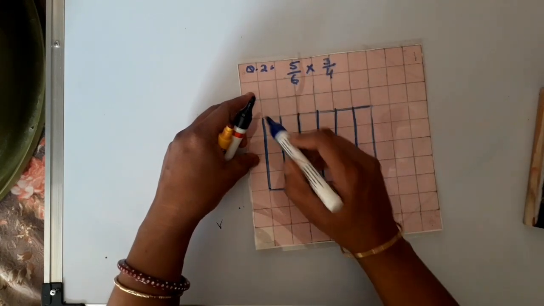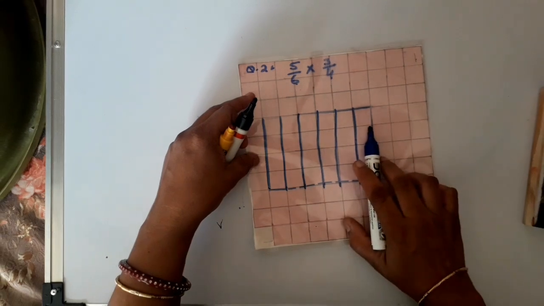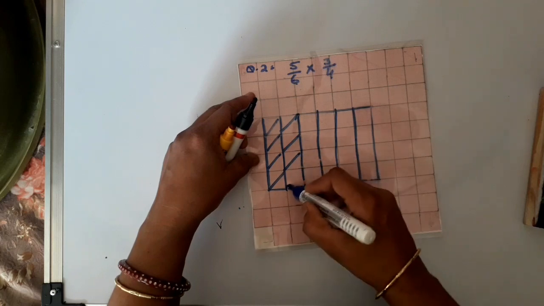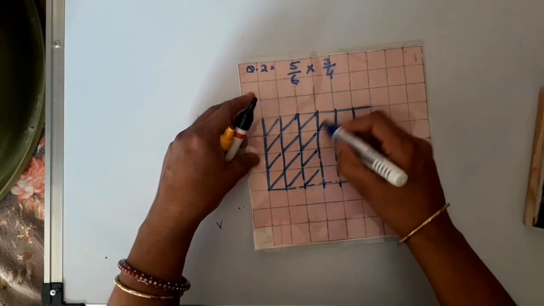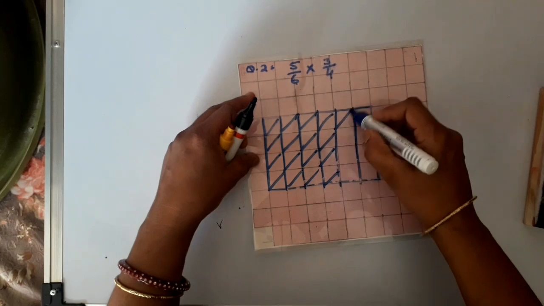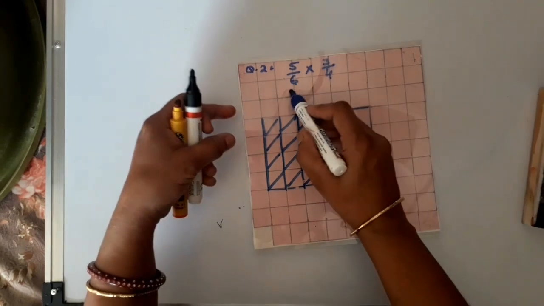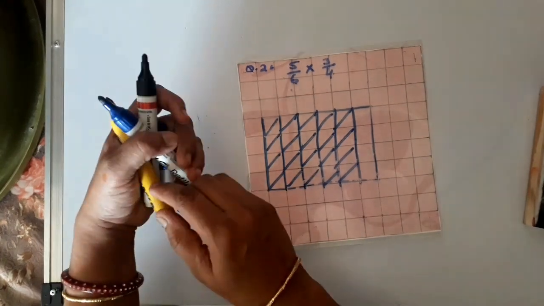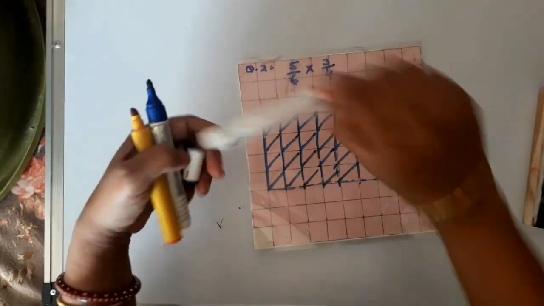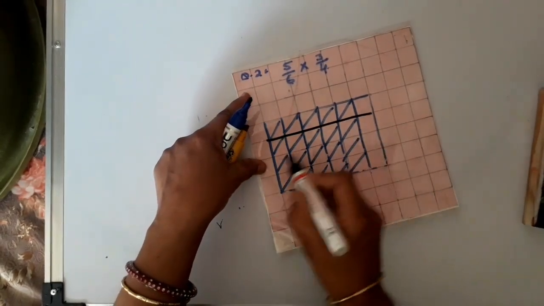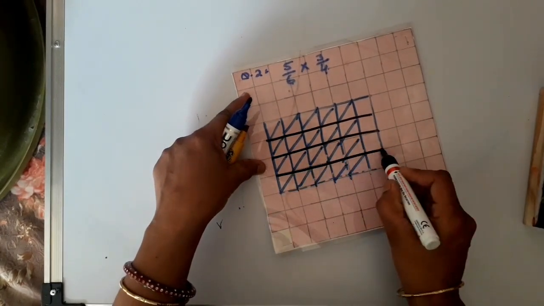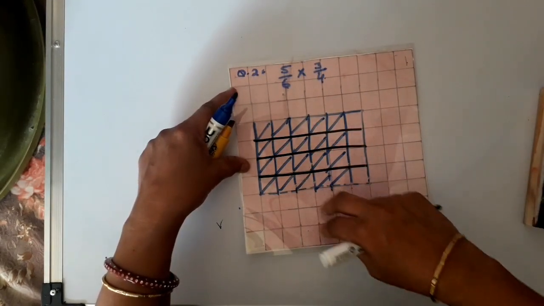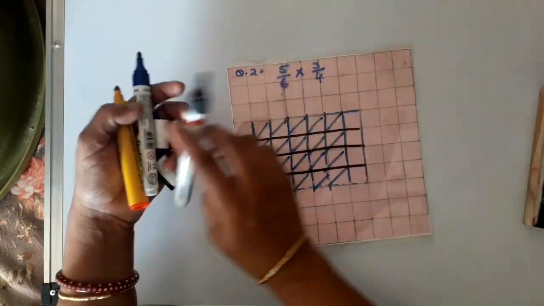And now out of 6 columns, 5 columns are to be shaded. 1, 2, 3, 4 and 5. Now to represent the second fraction, I have to divide a thing into 4 equal parts. So 1, 2, 3 and 4. Horizontal rows I have made. Now I will shade 3 among them.